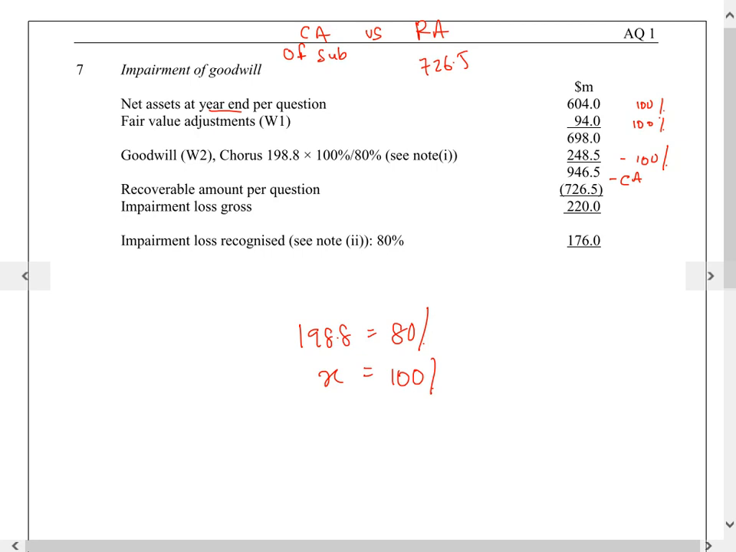Now, this is the impairment of goodwill 220, and we are using proportionate. Means we want only our portion. How many percent is my portion? 80%. Not more than 100%. I want only 80%. 220 times 80%.